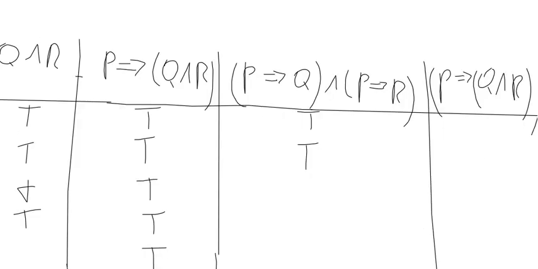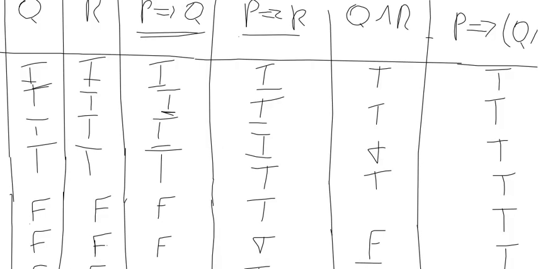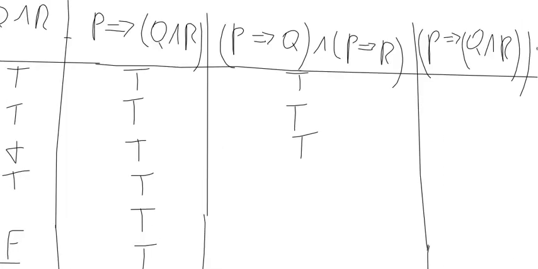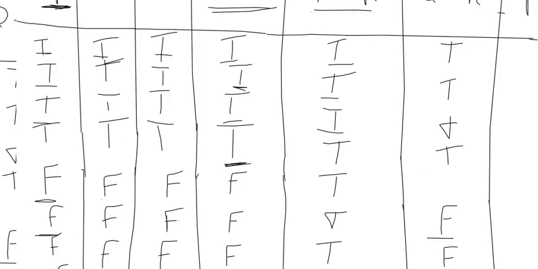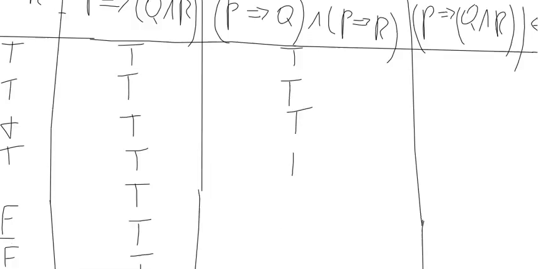Okay, P implies Q, P implies R. Next one, true and true has to be true. How many of those do we have? P and Q. 1, 2, 3, 4. We get into 4.